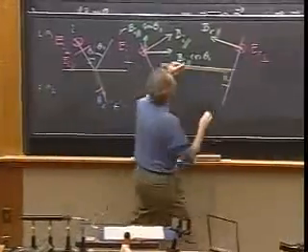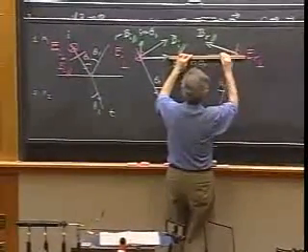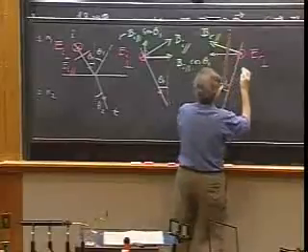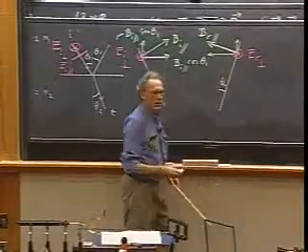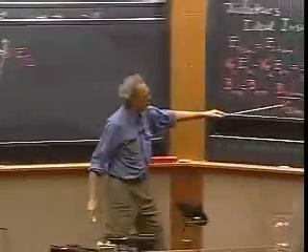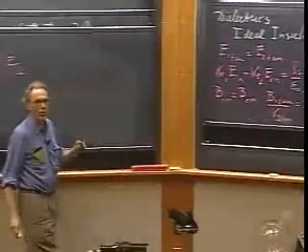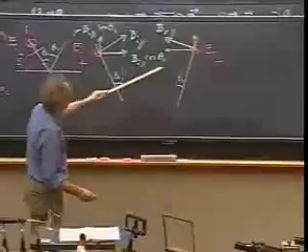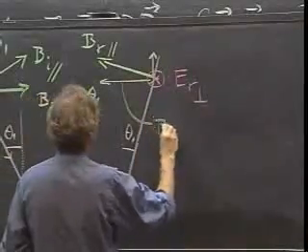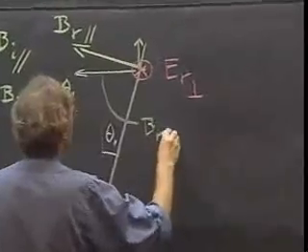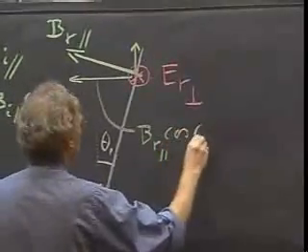And so I can now decompose that into a horizontal component, and I can decompose that into a vertical component. I'm not interested in the vertical component because I'm only going to use this equation, so I will only do the component in this direction. And so this one here is then B reflected parallel times the cosine of theta 1.